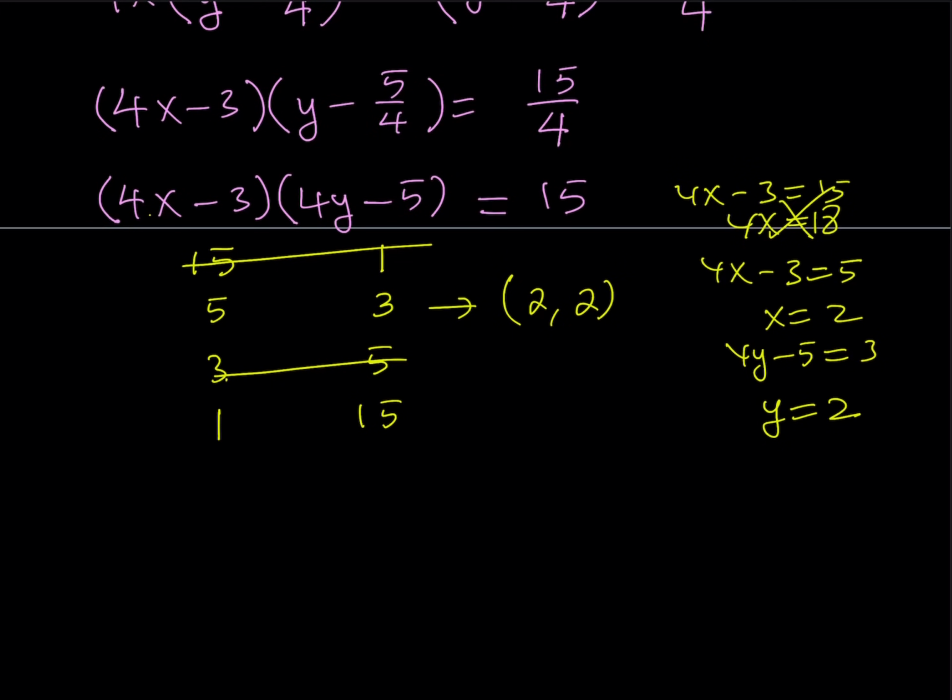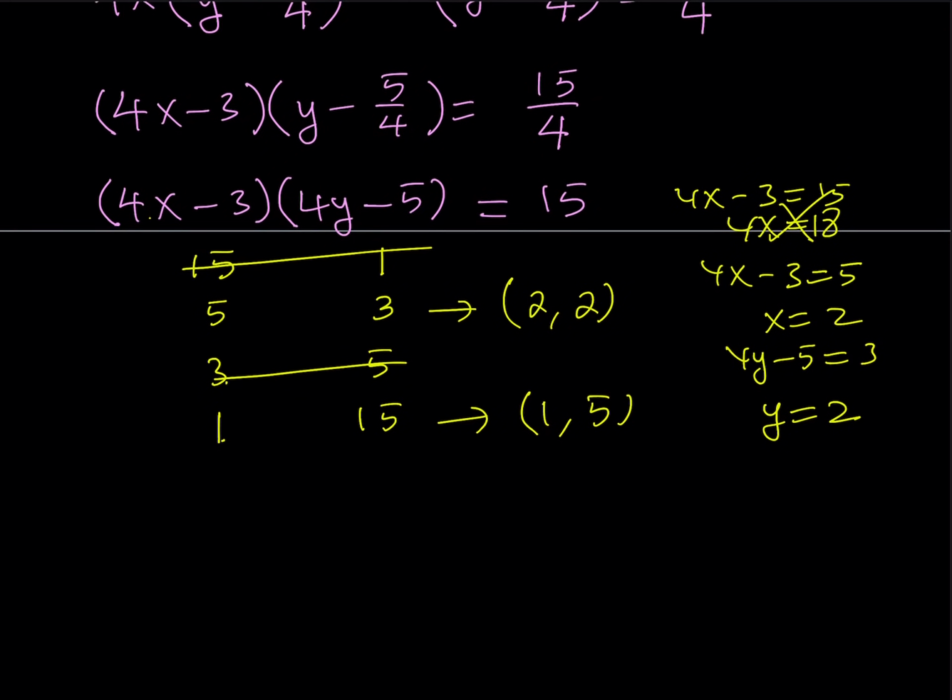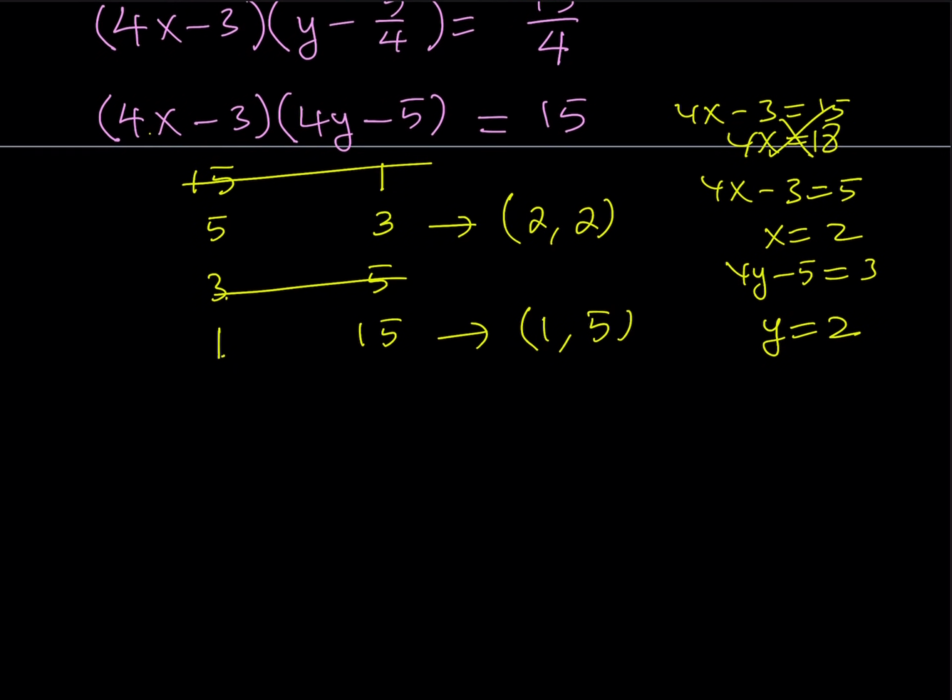And you're going to notice that we get from here, the value for x is going to be 1, and the y value is going to be 5. Because if 4x minus 3 is equal to 1, that means 4x is equal to 4, x equals 1. 4y minus 5 equals 15 gives you 4y equals 20, and y equals 5. So we get the ordered pair (1, 5) here, x being the first number and y being the second number. Okay, now we're done with positives because these are the only ways to factor 15 into positive integers.